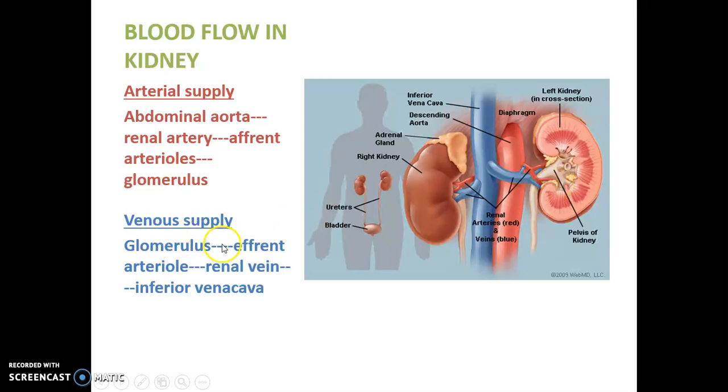When it comes to the venous supply, from the glomerulus you have the efferent arteriole and then the renal vein. Then the renal vein goes to the inferior vena cava. So this is the blood flow: abdominal aorta, renal artery, afferent arterioles, glomerulus. Then the venous side: from the glomerulus, efferent arteriole, renal vein and inferior vena cava. We will discuss the glomerulus and the efferent and afferent arterioles later.